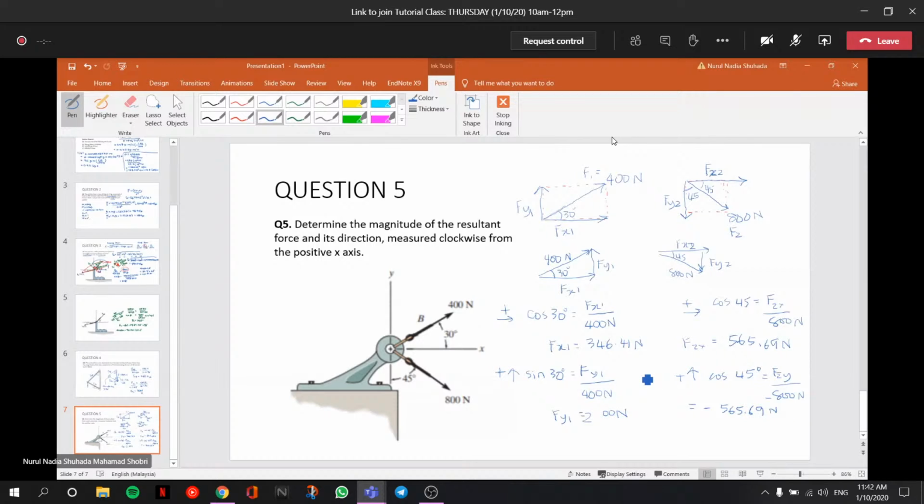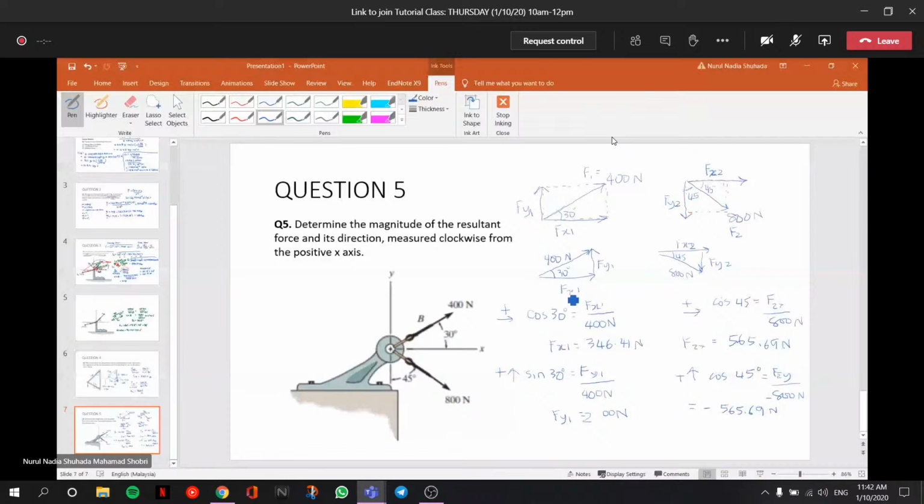Okay, for the second force of 800 Newton, you can get its individual force in the x-axis and y-axis. So the force along the x-axis would be 565.69 Newton, and in the y-axis it would be negative 565.69 Newton. Because this is actually negative 800, because it's in the negative area.